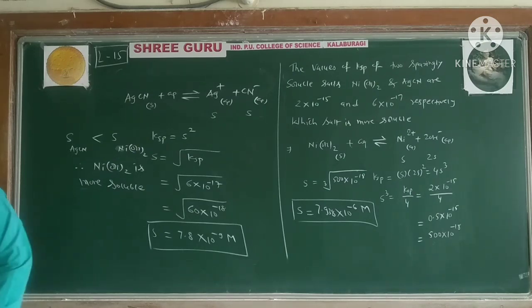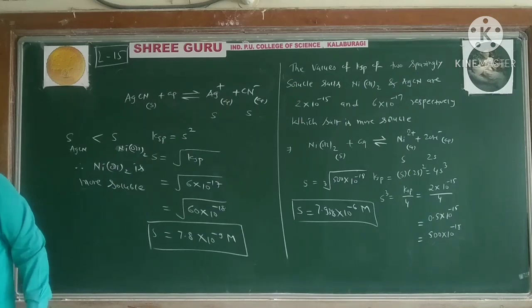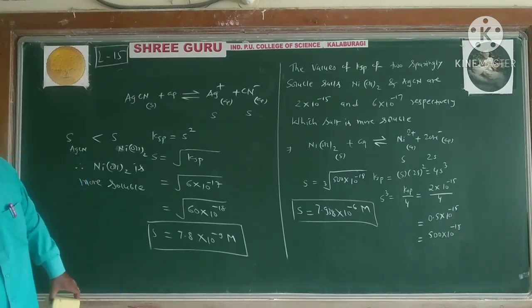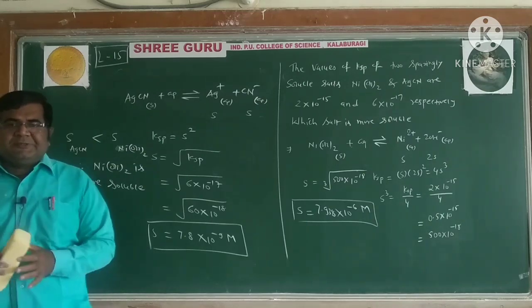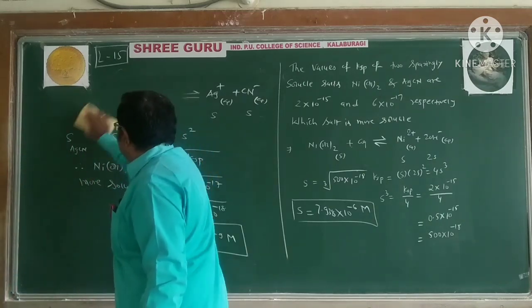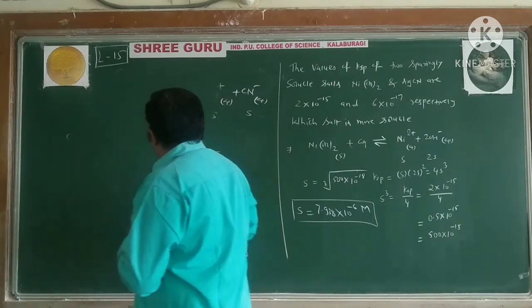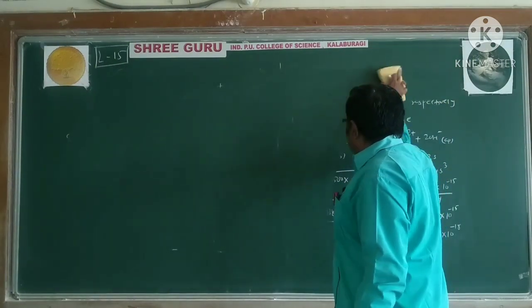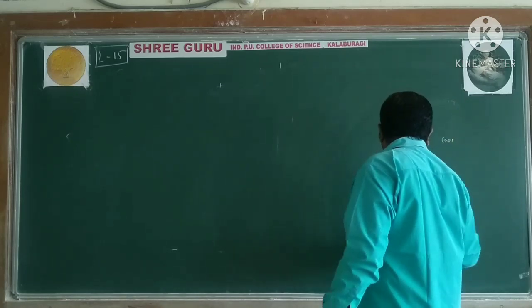Now, after taking these questions, we'll see one last concept in the solubility product. And that concept is ionic product and solubility product relation.